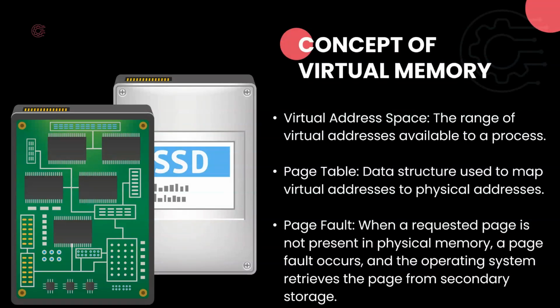A page fault occurs when a program requests a page of memory that is not currently loaded in physical memory, either because it has not been accessed recently, or because there is not enough physical memory to hold all of the pages that are needed. When a page fault occurs, the operating system needs to load the requested page from disk into physical memory before it can be accessed by the program.